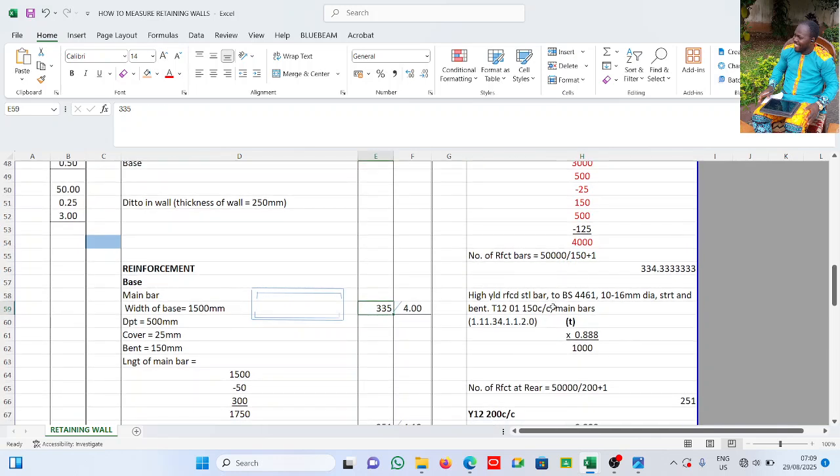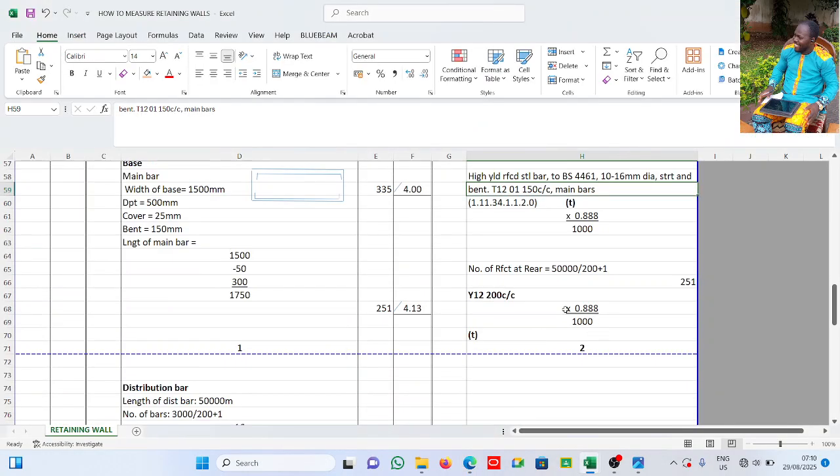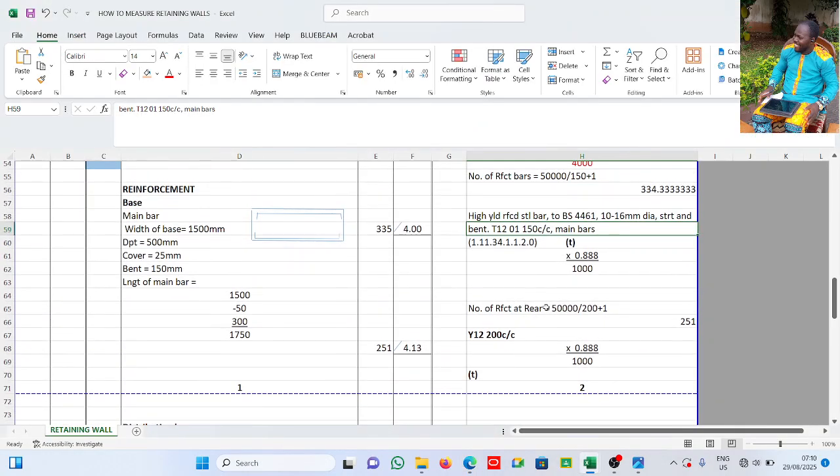And of course, this is high yield reinforcement steel bar to BS 4461, 10 to 16 diameter, straight and bent. Of course, you have straight, you also have bent on it. And this is a Y12 at 150 c/c main bars. This is the base, 4 number. So this is the conversion to tonne, 16 mm. Okay, it is 12 mm. What told it is 12 mm. See it here. This is Y12 at 150. All right. So that is basically what we have.